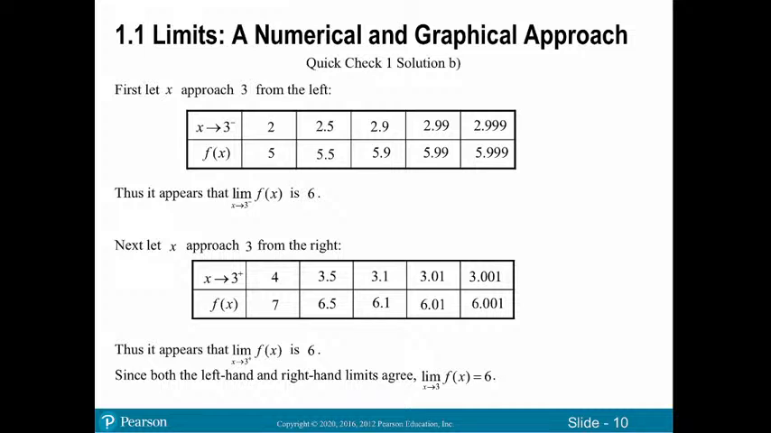And then we want to consider the limit as x approaches 3 from the right. So we just chose 4, find the corresponding y. We chose 3.5, corresponding y. 3.1, then 3.01, and then 3.001, right? So the limit as x approaches 3 from the right is 6. Since both the left-hand and right-hand limits agree, the limit as x approaches 3 of f of x is 6. Right? So we evaluate it on the left and evaluate it on the right.